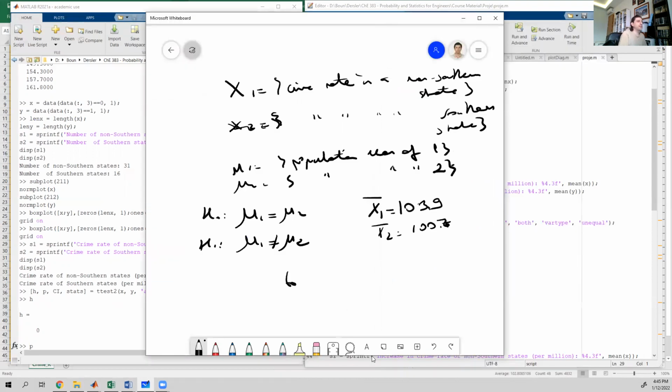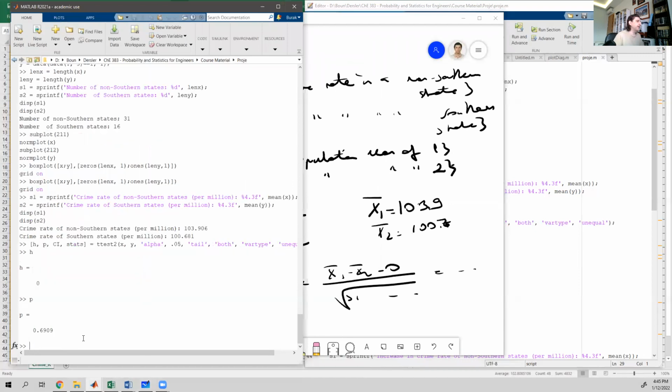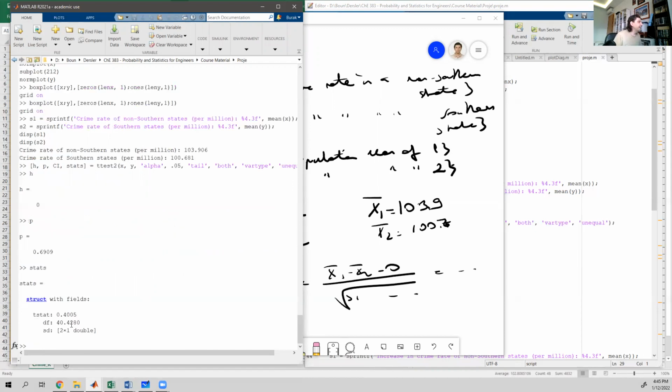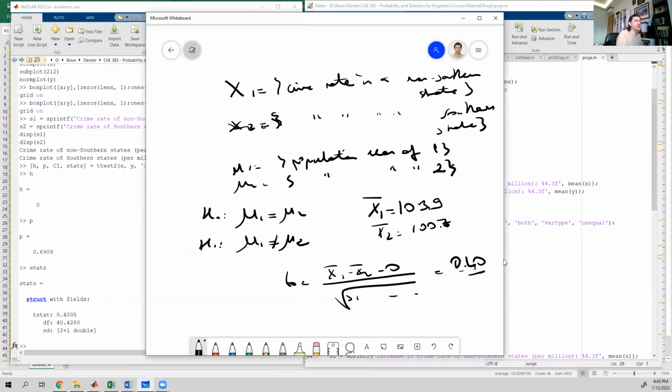So what you should do is t0 is equal to X1 minus X2 minus 0 over the standard deviation, and so on, and come up with the result. If you do this, it says that the hypothesis is not rejected. The p-value is found to be equal to 0.70. Now, if you write stats here, the t-stat is found to be equal to 0.40. It's a very low value. That's why you have such a high p-value here.